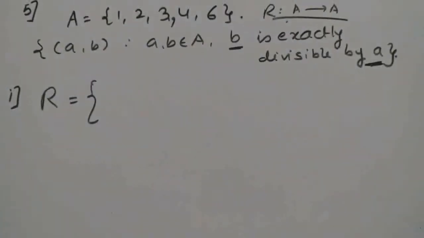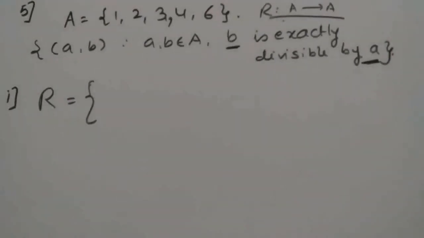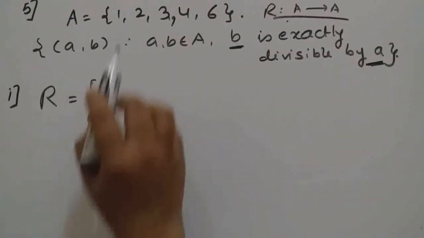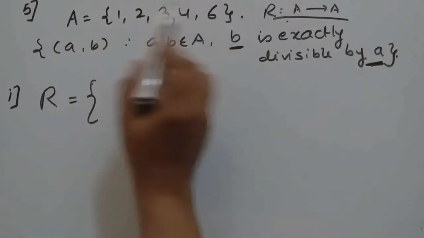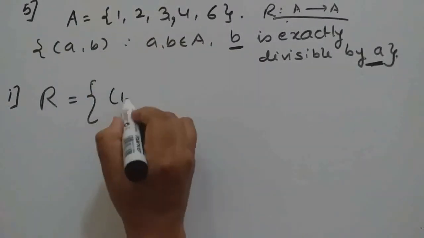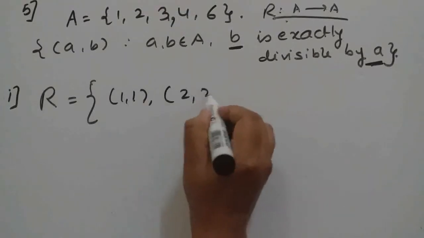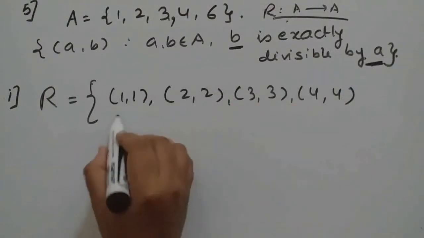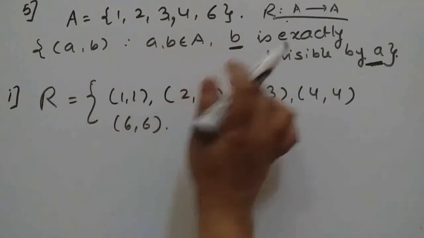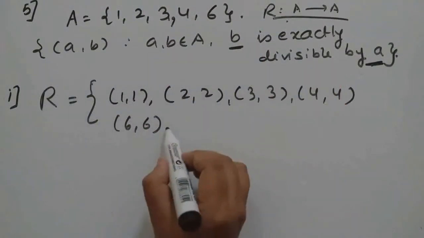Okay, R is from A to A. So see here, each number we know is divisible by itself, isn't it? So (1, 1) we can write, (2, 2) we can write, (3, 3) we can write, (4, 4), (6, 6). Each number will be exactly divisible by itself.